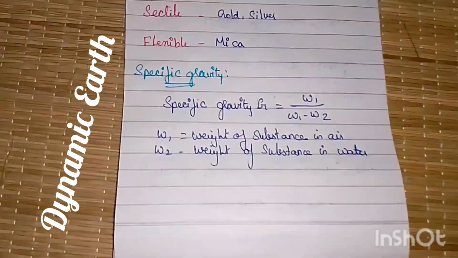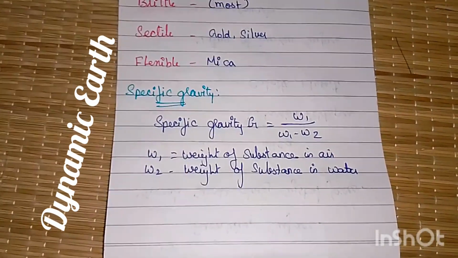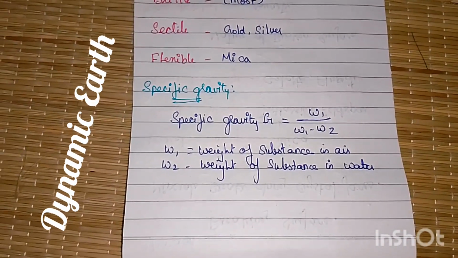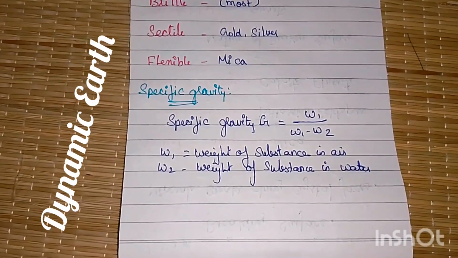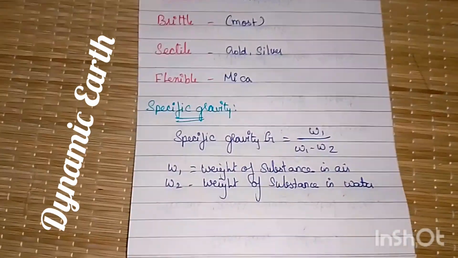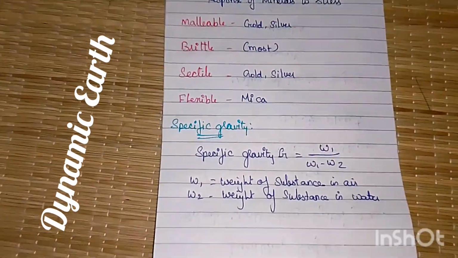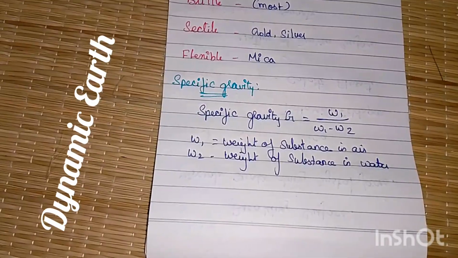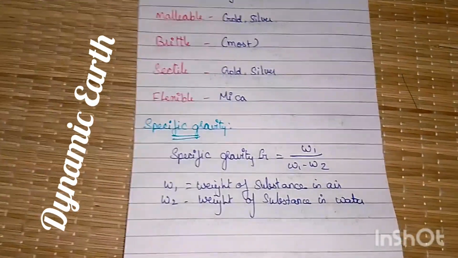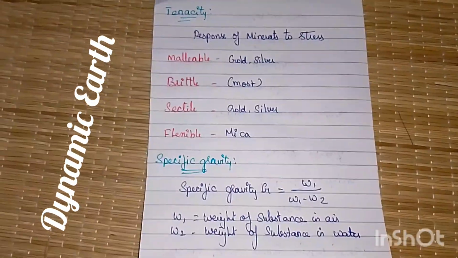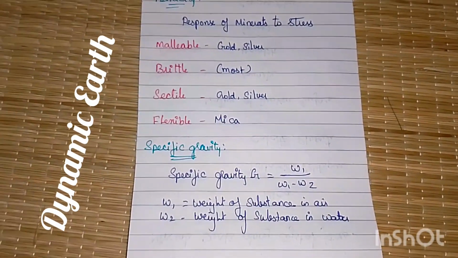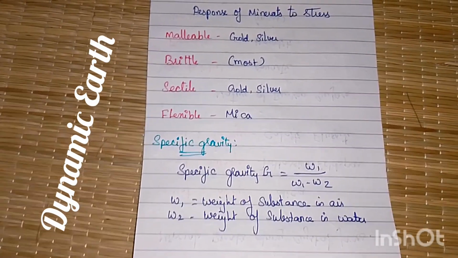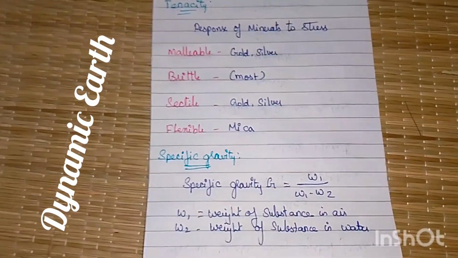So the specific gravity of any matter is calculated with the formula G = W1 / (W1 - W2), where W1 is the weight of the substance in air, and W2 is the weight of the substance in water. The specific gravity of water is 1. Most minerals will have a specific gravity from 2.16 to 6.9 or 7. So these are the physical characteristics of minerals. We can see the optical and chemical properties of minerals in the next part of the video.